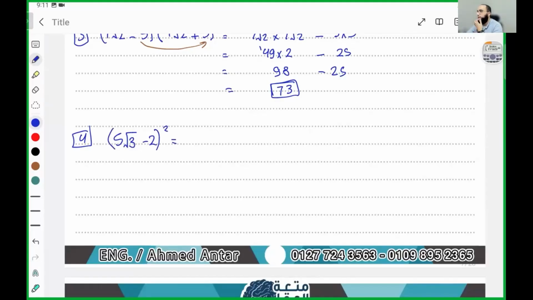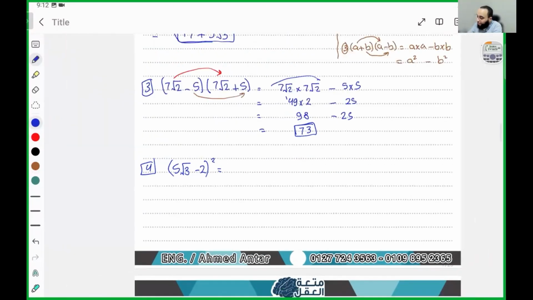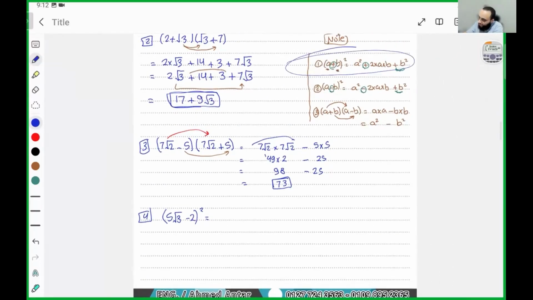You can do it in two ways. The first way is to write it as two brackets like each other, the same. You can distribute it like this: first by first, first by second, second by first, second by second. This is a correct way. And there's another way in which you can apply the first rule or the second one. Is it the first or the second? It's the second. Excellent.